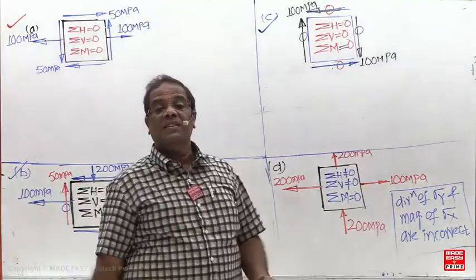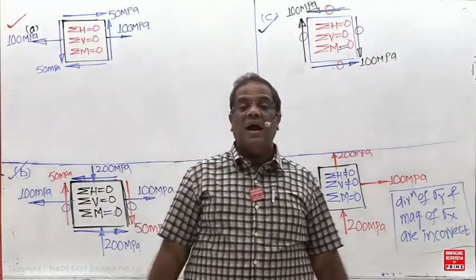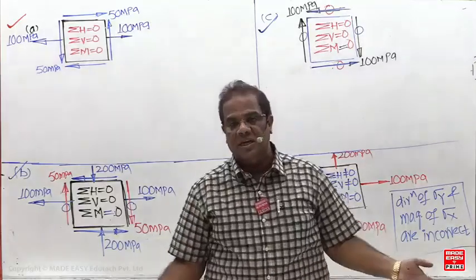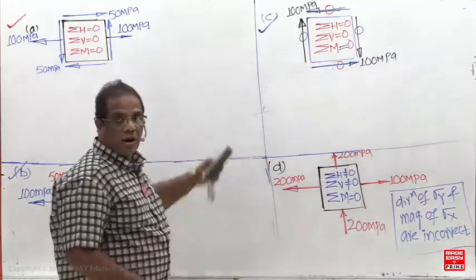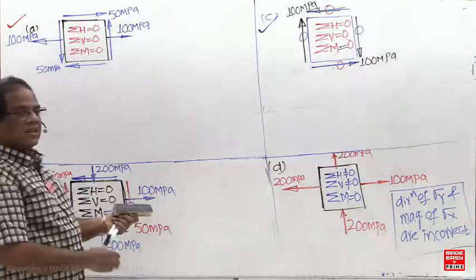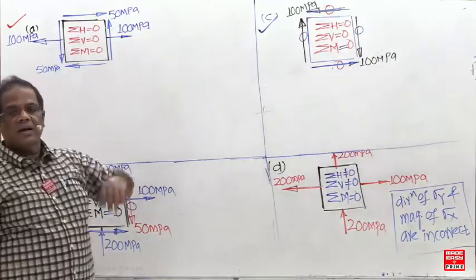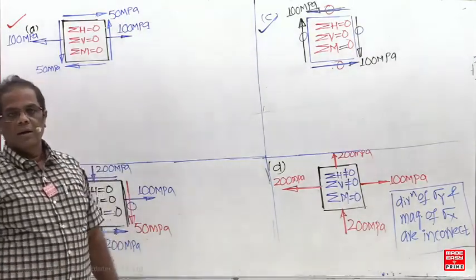Whenever sigma x plus sigma y is 0, it is a pure shear state of stress. So C is also correct. Now if it is given like this, A, B, C are correct. D is not correct now.